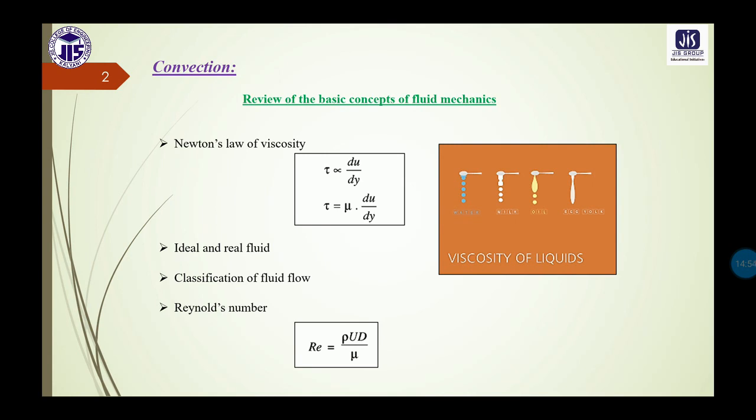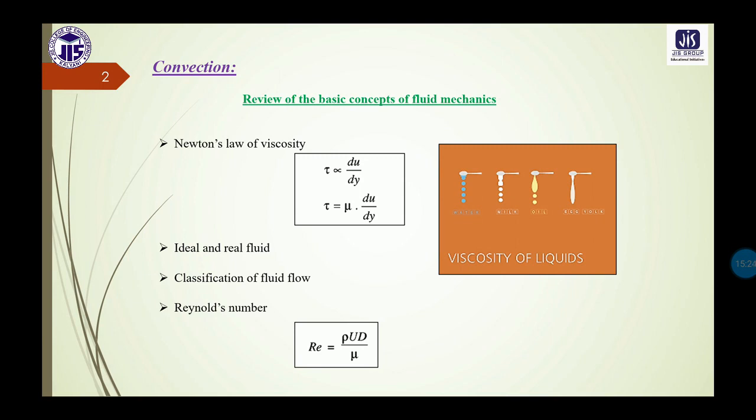Based on the experiment of the scientist Osborne Reynolds, we have got the existence of these different flows, that is laminar and turbulent flows. So what is this Reynolds number actually? It is the ratio of the inertia force to the viscous force.